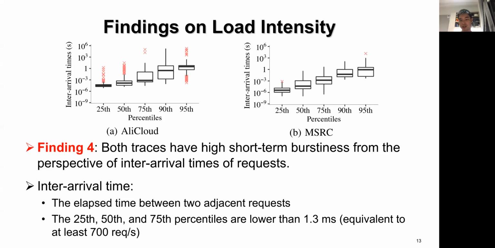To illustrate the results, we consider 5 groups of percentiles of inter-arrival times for each volume and draw the box plots for each group of percentiles for both traces. We find that both traces have a high number of bursty requests, as indicated by large fractions of short inter-arrival times in the volumes. For example, the medians of the groups of these 3 percentiles are lower than 1.3 milliseconds, which is equivalent to a load intensity of at least 700 requests per second.